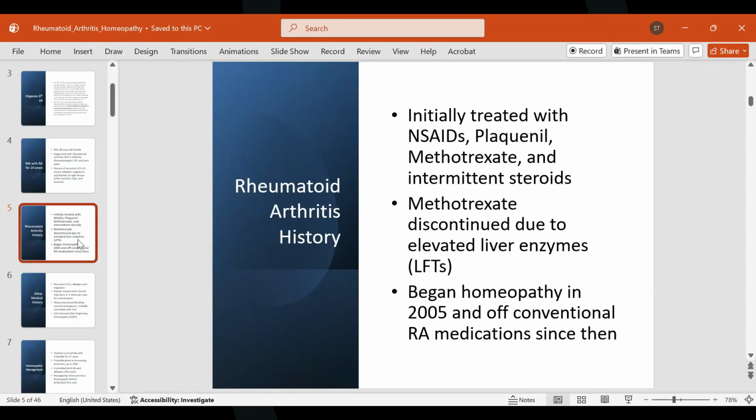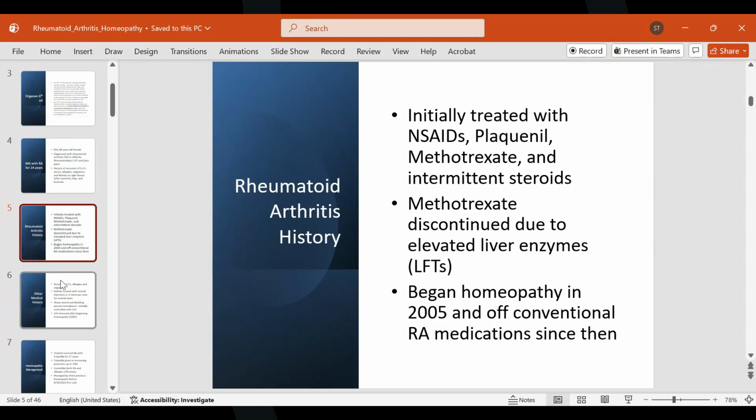She was initially treated by the rheumatologist with NSAIDs, then Plaquenil, which was used a lot during COVID. Although you had to be careful, if you prescribed it, you got canceled. Then methotrexate, which is a really strong drug that can cause liver failure, and intermittent steroids. She had to discontinue the methotrexate because it elevated her liver enzymes. So she basically had no success with conventional treatment. So she began homeopathy in 2005, and she's been off conventional rheumatologic drugs since then. So 21 years now.